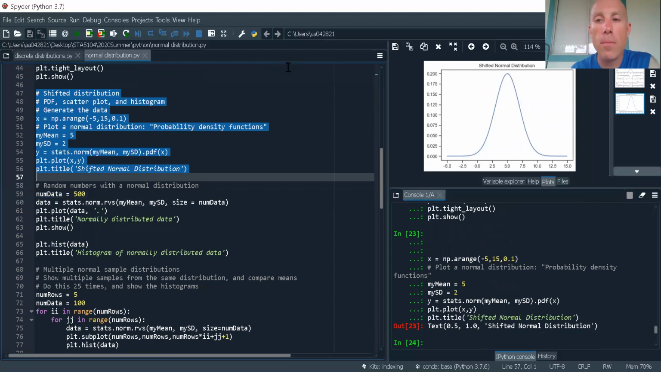All right, let's take a look at the density. Here it's a shifted normal distribution. We have the bell curve, but you'll notice that its mean is at 5 instead of at 0. This normal has a mean of 5, and our standard deviation is 2.